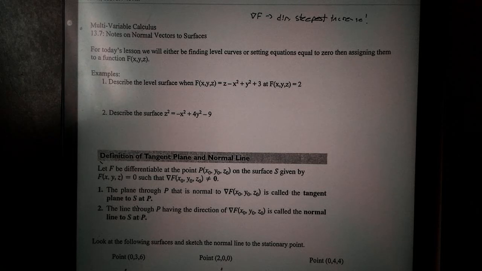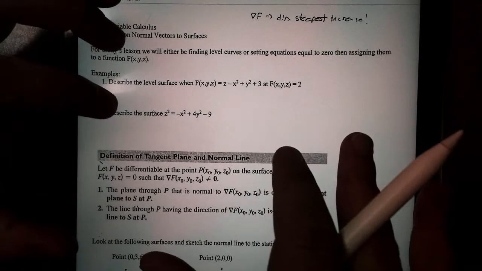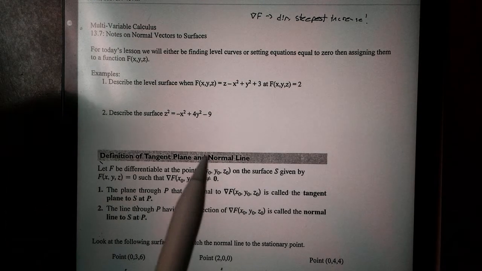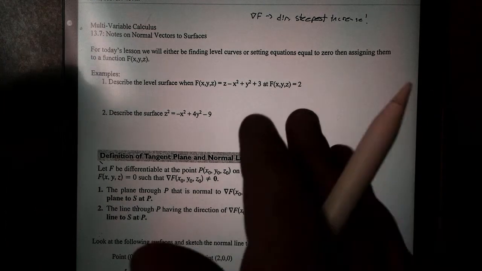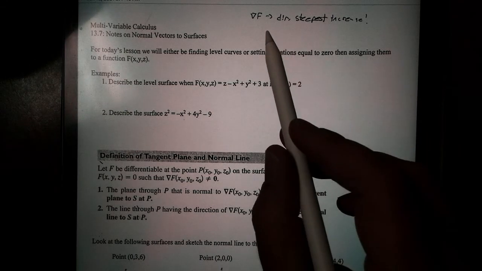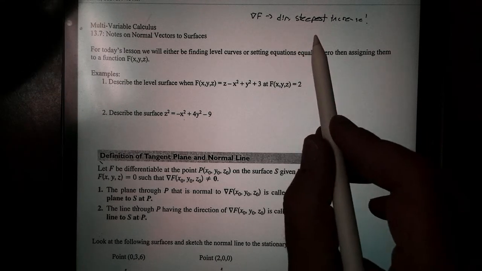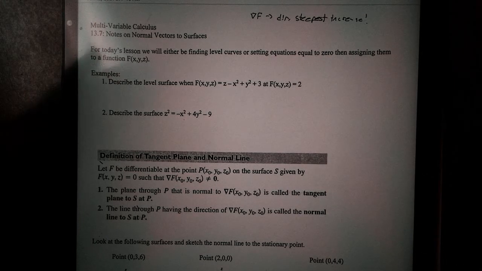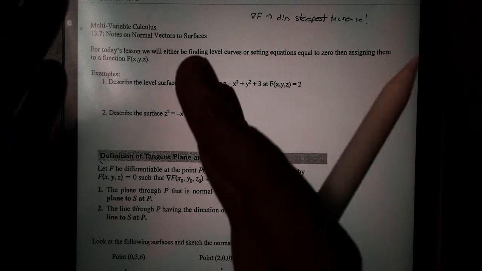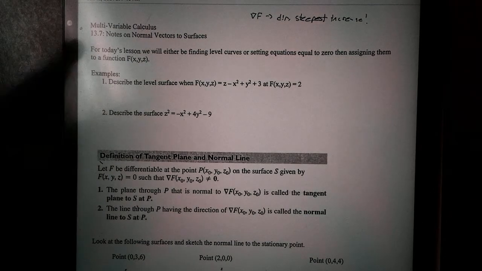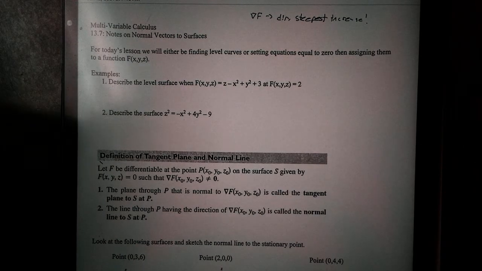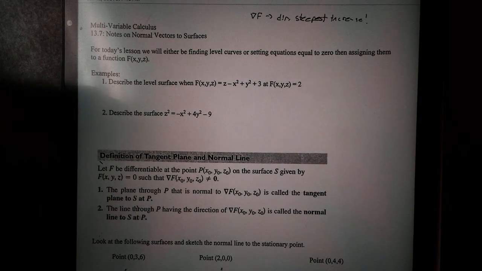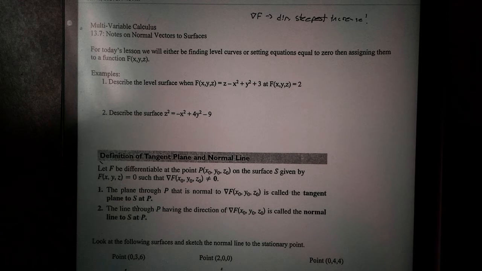Hi, today we're going to continue our discussion with the gradient and how it affects vectors in space and surfaces. Now we know in the past couple of videos that the gradient finds the direction of steepest increase. For today's lesson, we're going to talk about how that gradient correlates to a three-dimensional surface. Before we can do that, we've got to review level surfaces and how to write the equations of planes. We'll be doing some planes today.